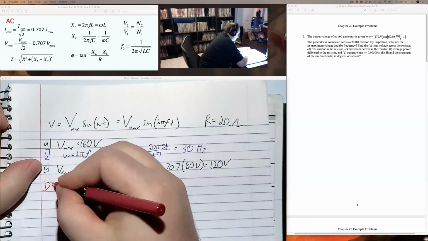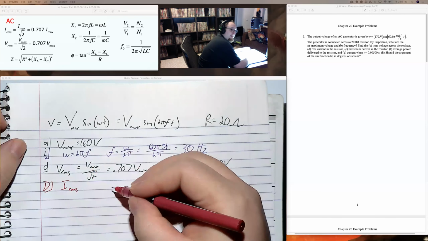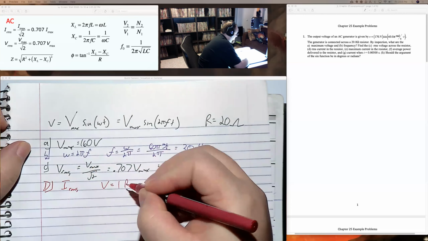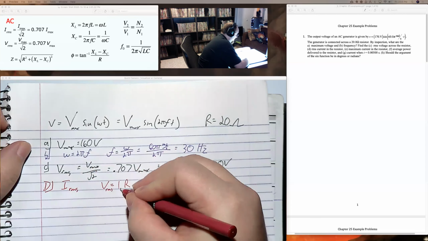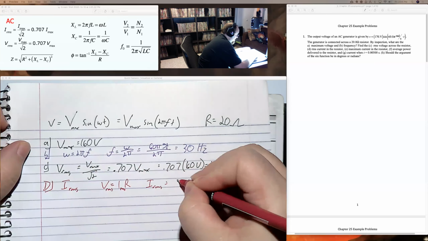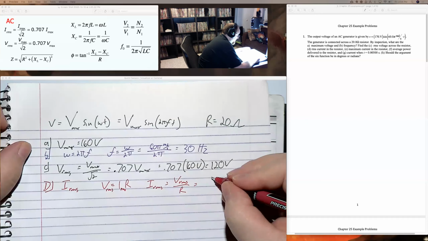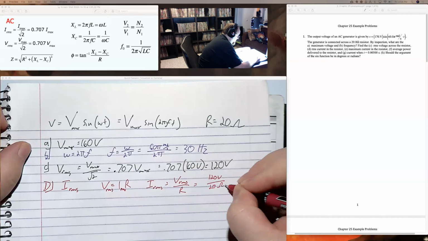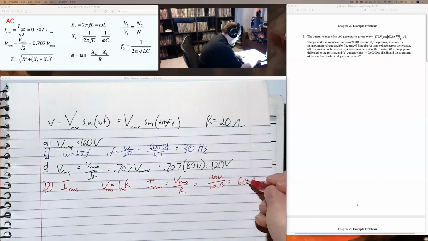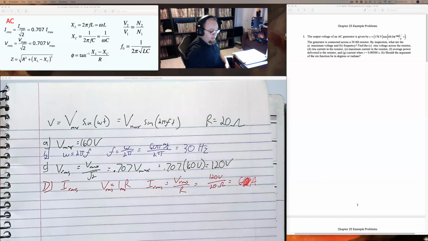Okay, let's keep going. I'm switching colors, since the color difference wasn't big enough to tell. D says, what's the RMS current? Well, the general idea is things like Ohm's law still work. That whole V equals I R, well, I can say V RMS equals I RMS R. And therefore I RMS is V RMS over the resistance, or 120 volts over 20 ohms to get a 60 amp circuit. Sorry, 6 amp. 120 divided by 20 is 6, not 60. I misspoke.